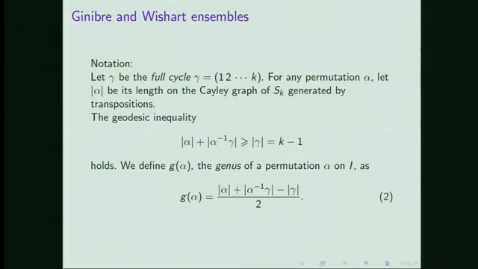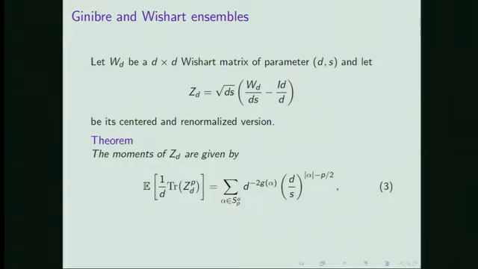In other words, it is the minimal number of transpositions that I need to obtain alpha as a product of transpositions. It's known to be k minus the number of cycles of the permutation. Since it is a norm, we have this triangle inequality here, which is the geodesic inequality. It turns out the difference between the left-hand side and the right-hand side is a multiple of 2, so if I look at the difference divided by 2, it becomes an integer, which is known as the genus of the permutation with respect to gamma. It's actually possible to interpret it as the genus of a surface, even though this will not matter too much for us.